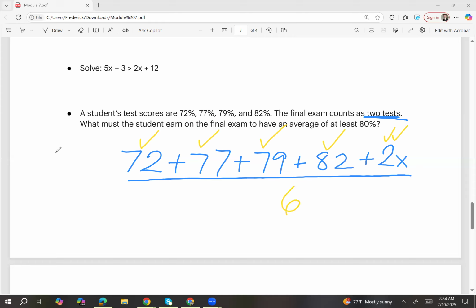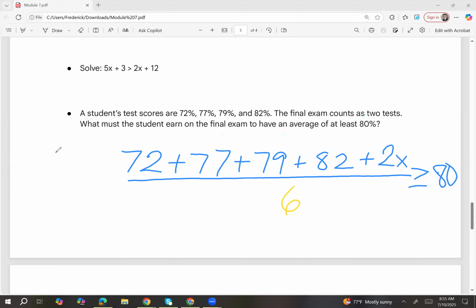Now think about at least. If I want my grade to be at least 80%, that means I'm shooting for a B, right? And that would be like 81, 82, so forth, 80 even, but not 79 or lower. At least 80%, we're shooting for higher than that. So this needs to be greater than or equal to 80. All right, so there's our setup. Now let's solve this.